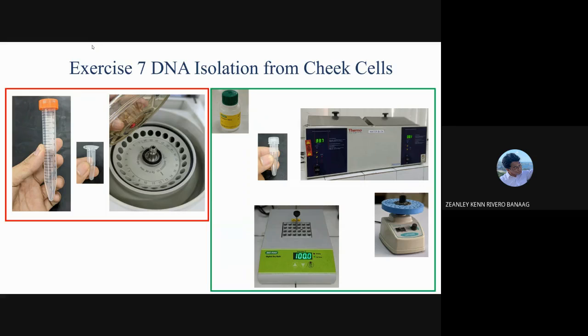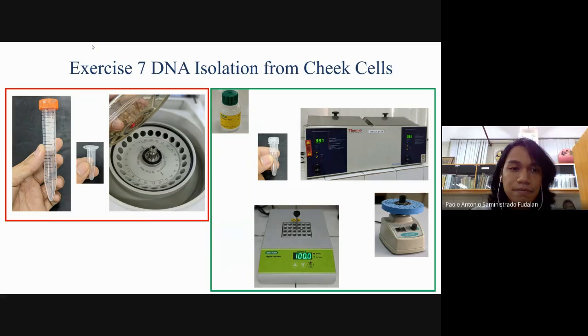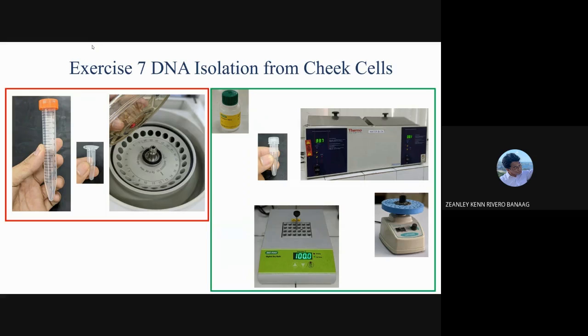In the first part, sir, we extracted cheek cells from the mouth, sir. For this, we need a Falcon tube, then put in the saline solution with the cheek cells from before, and then centrifuge it to pellet the cheek cells from the solution.